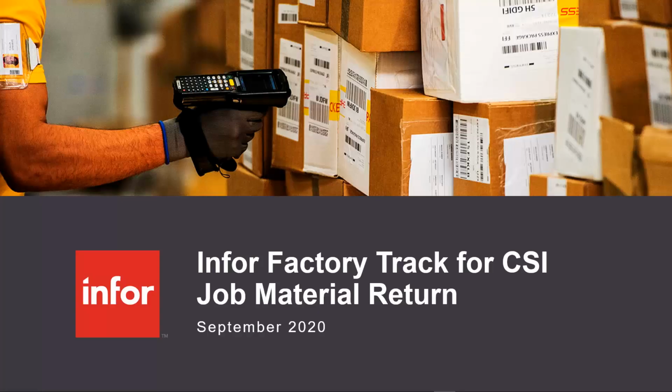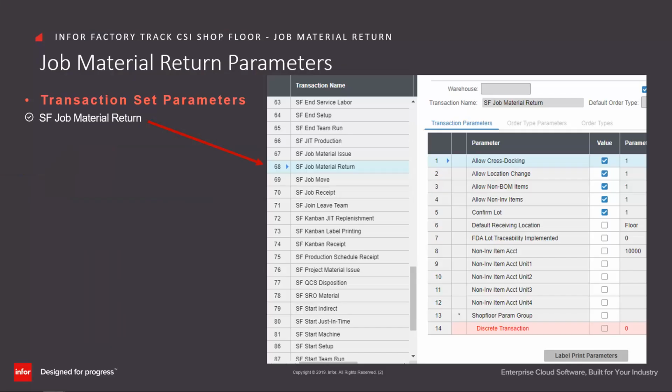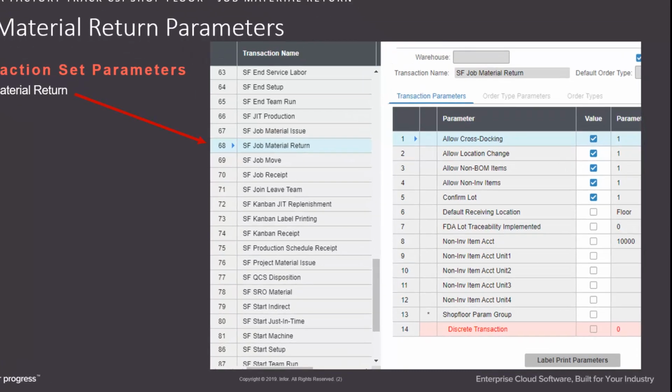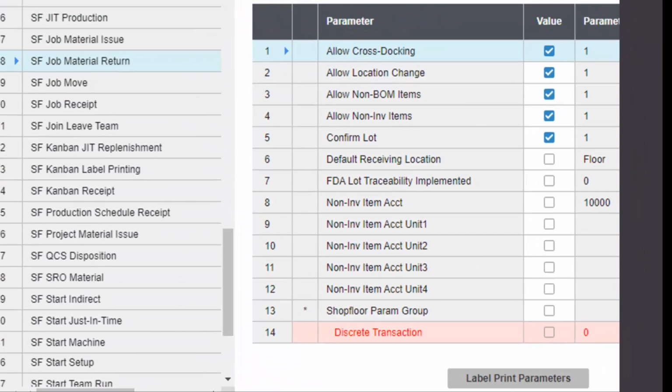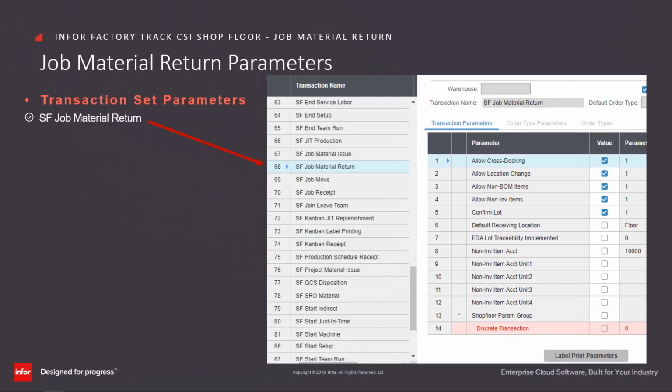Infor Factory Track for CSI, Job Material Return. Job Material Return Parameters. Factory Track has several shop floor job material return parameters to control the validations, displayed fields and processing options that are permitted as part of the job material return process.